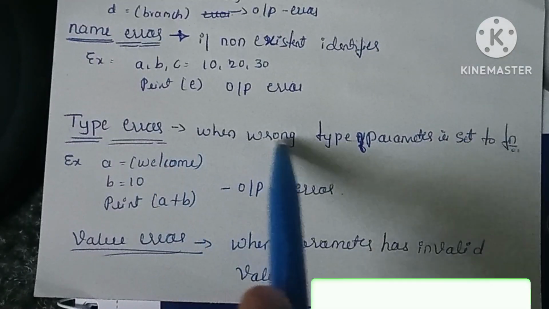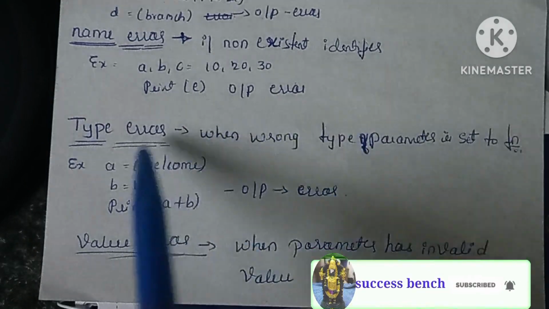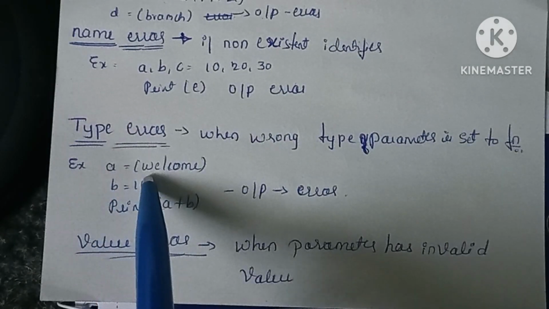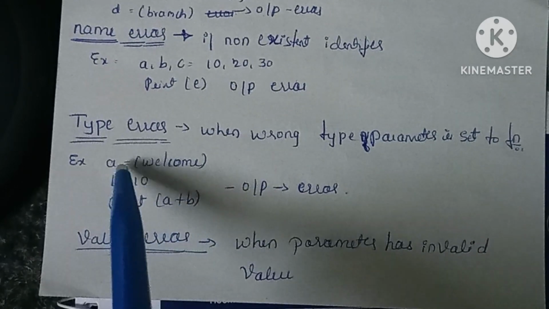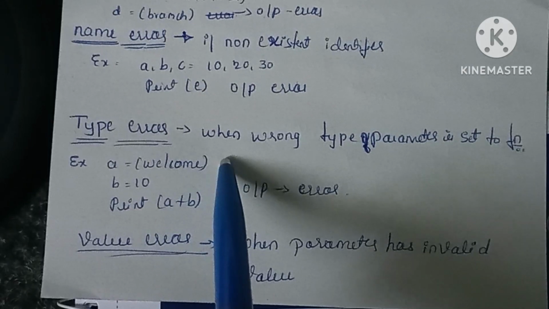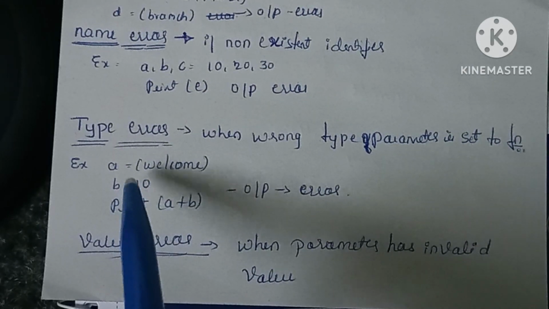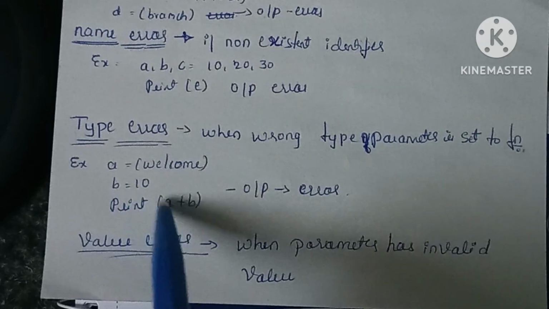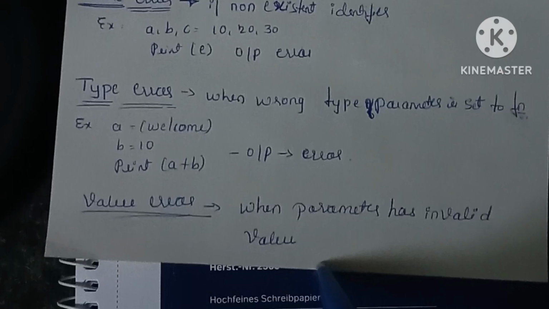Then type error. It occurs when the wrong type of parameter is passed to a function. For example, a equal to welcome, b equal to 10, print a plus b. It's not possible. Why? Here we assign a string of characters to a, and here we are assigning an integer to b. So it is not possible to do a plus b. Then it is a type error.